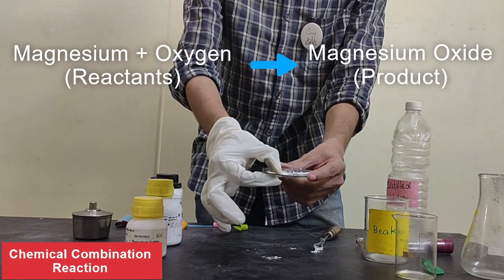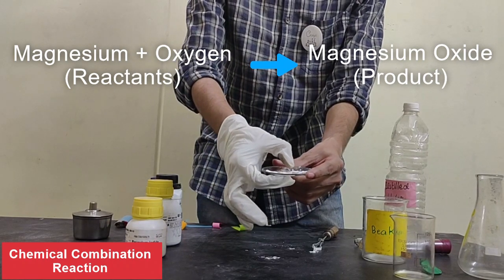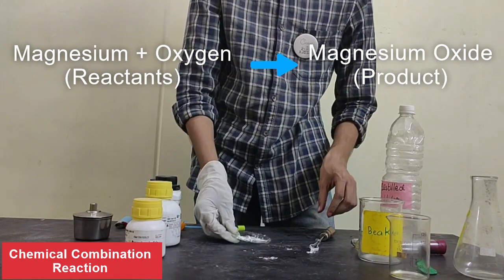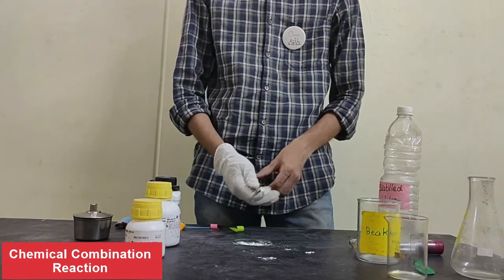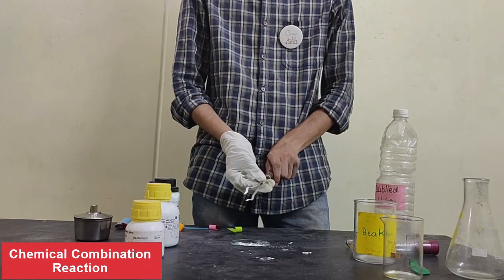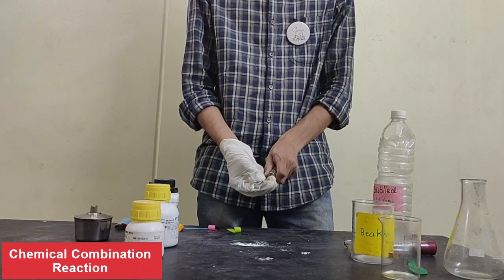So when I use magnesium and oxygen from the air, it creates magnesium oxide, which is my product that I have in my watch glass. So this is an example of a combination reaction. One simple precaution you need to take is never to look directly at the flame, because it can blind you.